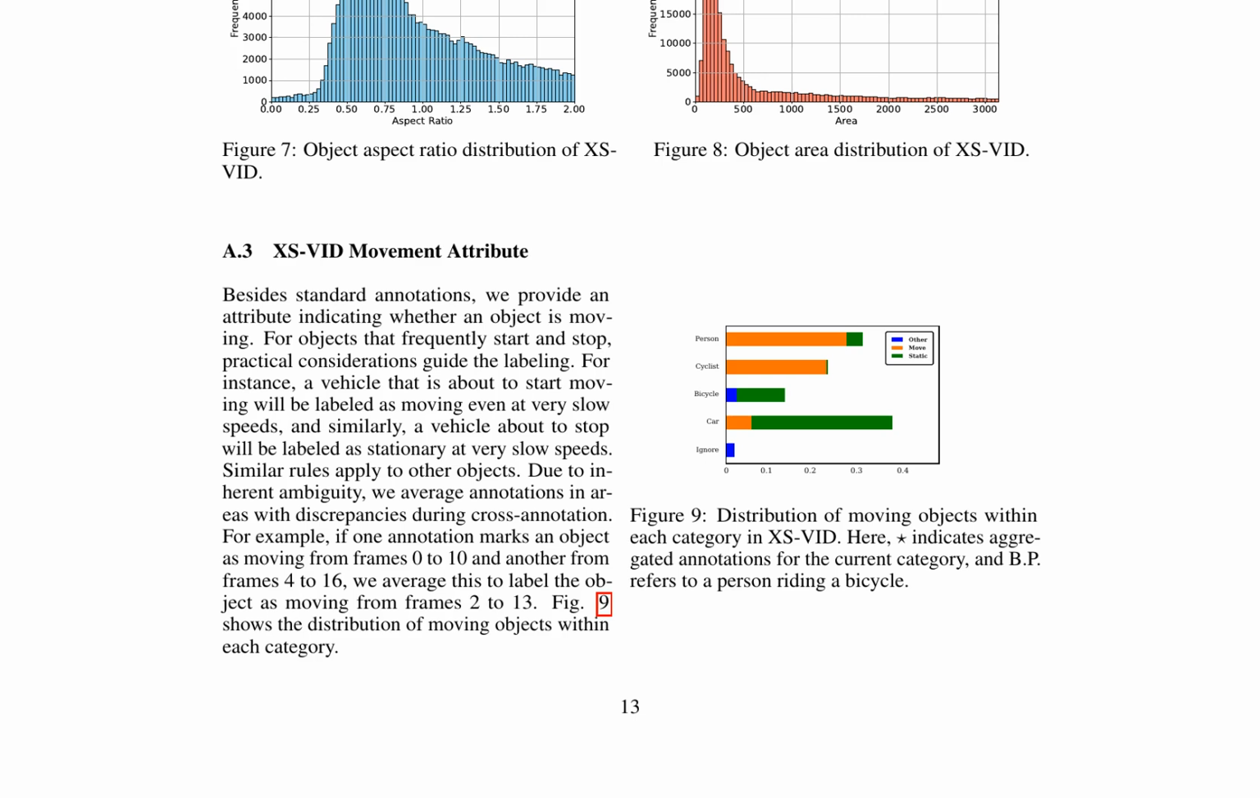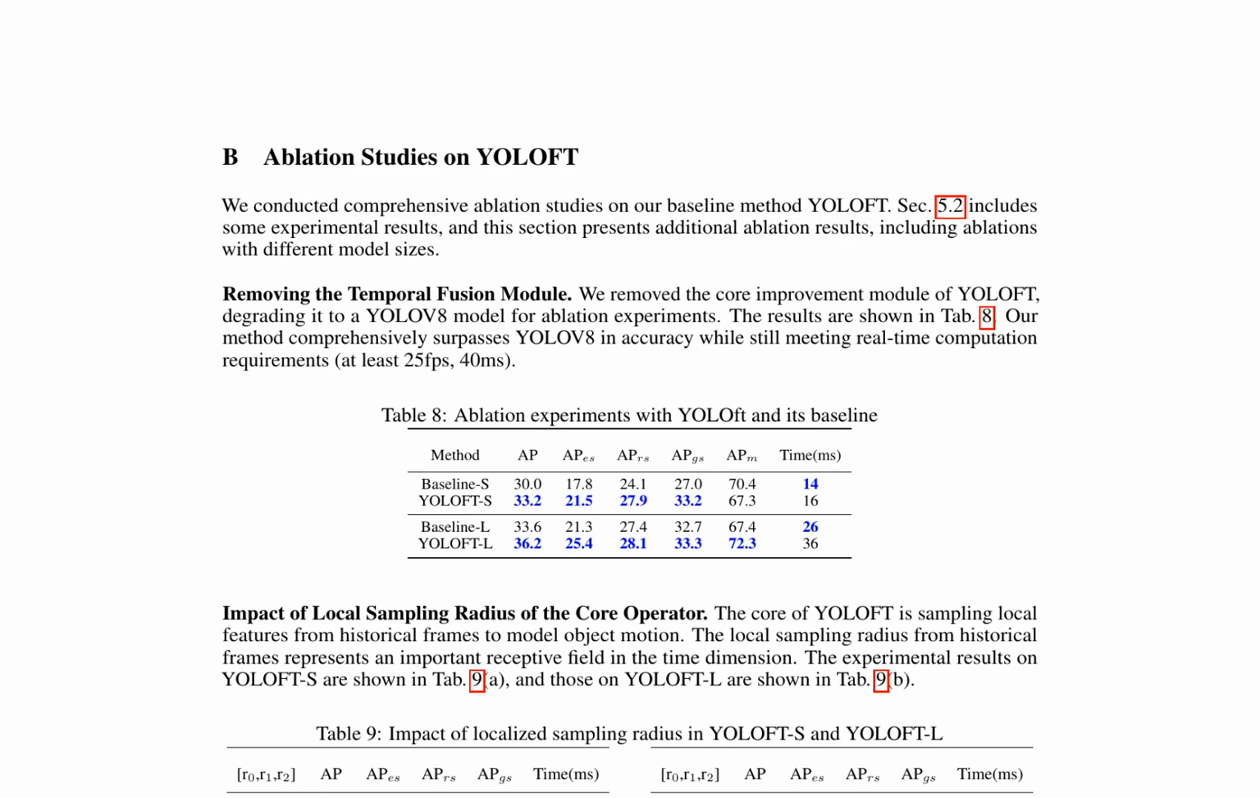Overall, the XS-VID dataset offers a challenging and diverse set of data for object detection and motion prediction tasks, with detailed annotations and attributes that can help improve the performance of machine learning models in these areas. Ablation studies on YOLOFT investigate the effects of various components and parameters on model performance.